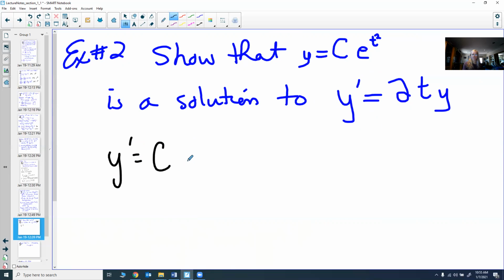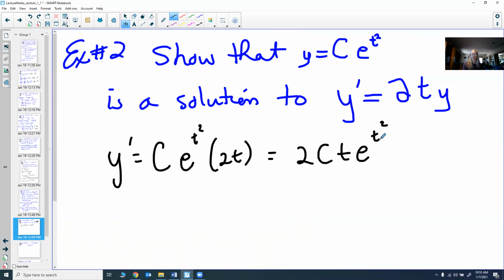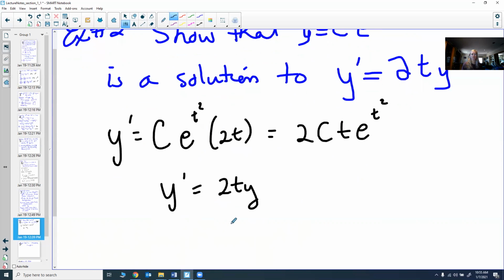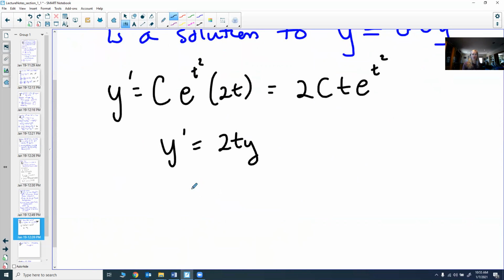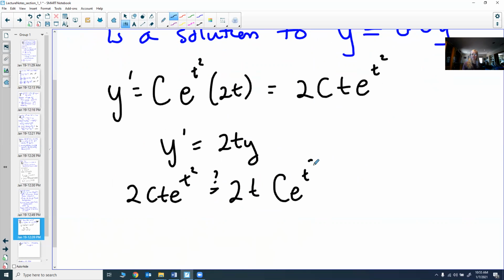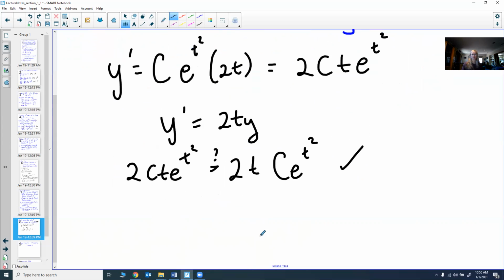Constant is just a constant, so we're just going to have that c. The derivative of e to a power is, of course, e to the power, and then times the derivative of the power. So my derivative is 2ct e to the t squared. So what we want to know is when we plug that y prime in, does it satisfy y prime equals 2ty? So we're going to plug that y prime in, 2ct e to the t squared, and I want to know if that equals 2 times t times y, but remember y was c e to the t squared. Well, you can see that they do equal each other. It does check out. Everything's good.